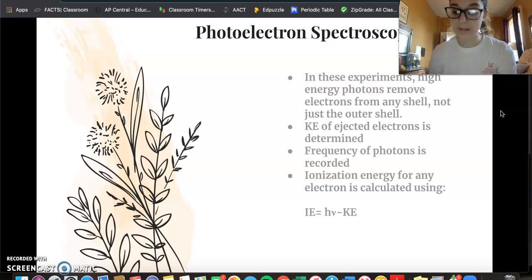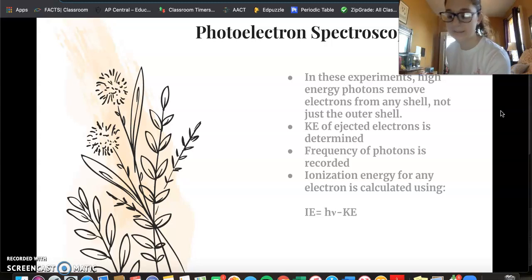Only one electron is removed from each atom, but again, that electron can come from any shell. Removing a second electron from an atom wouldn't give useful data because it would require much more energy than removing the first. We will talk about this a little bit more when we talk about periodic trends.